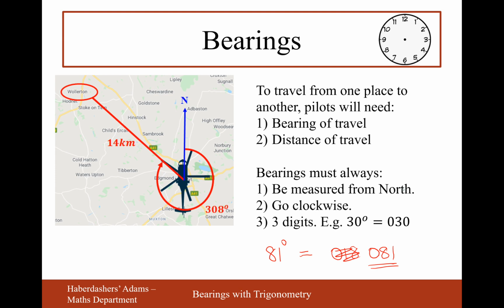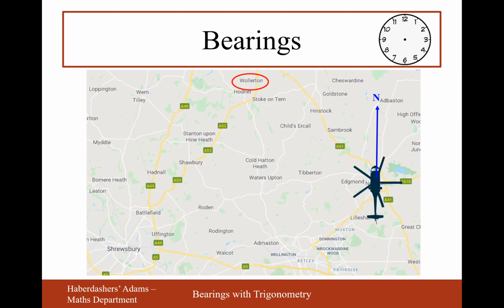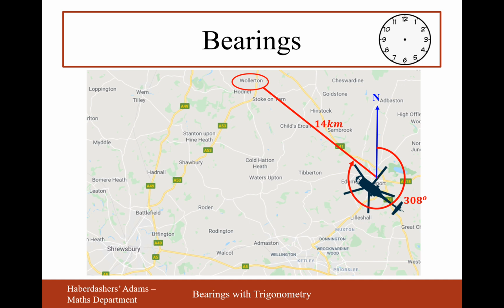So it's always measured from north, and you always go clockwise. Just to really emphasize this, let's imagine another scenario where we have the helicopter pilot. It's an ambulance helicopter this time, and there's a patient in Wallerton they need to fly to immediately. So it'll be that 308-degree rotation, fly 14 kilometers to get there, and fly.